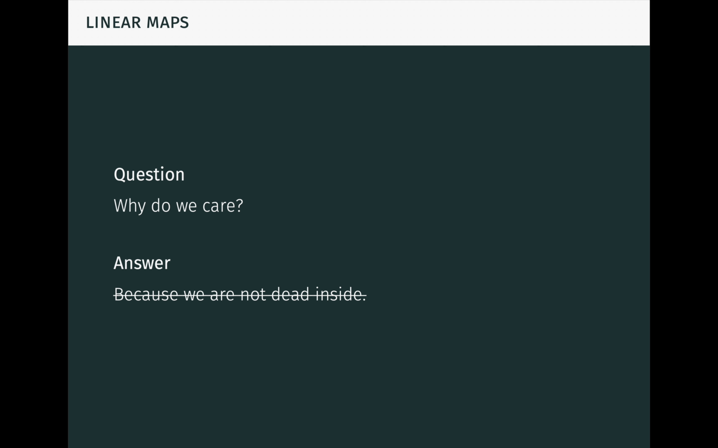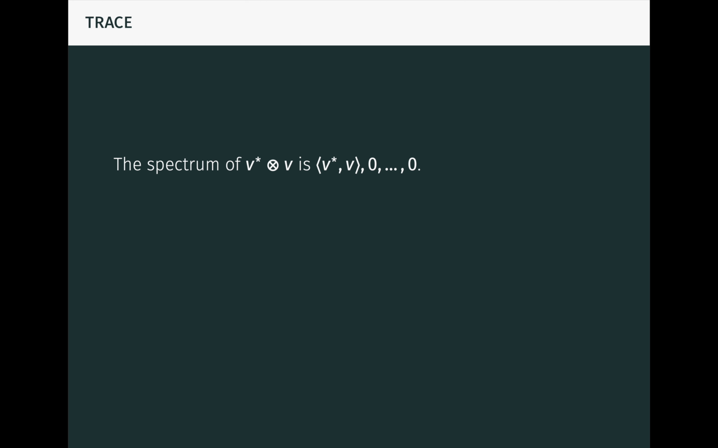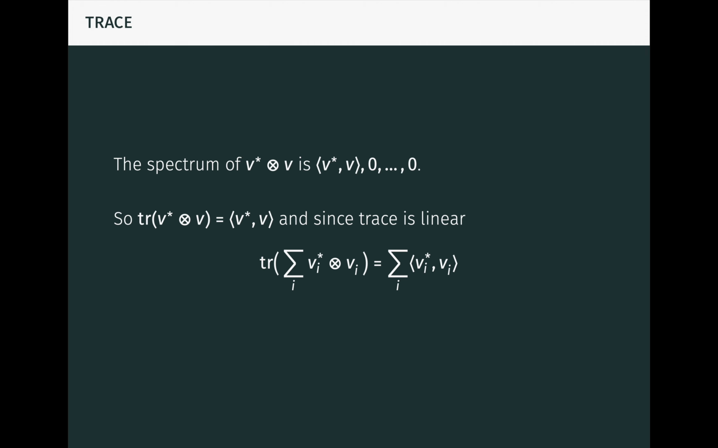For a simple example, it's easy to see that the spectrum of eigenvalues of V star tensor V is the scalar product V star times V together with zeros. So the trace, which is the sum of the eigenvalues, is just the scalar product. Since trace is linear, the trace of any linear transformation is a sum of such scalar products. In fact, this gives us a new perspective on the trace. It's just the unique linear form corresponding to the scalar product via the tensor product.